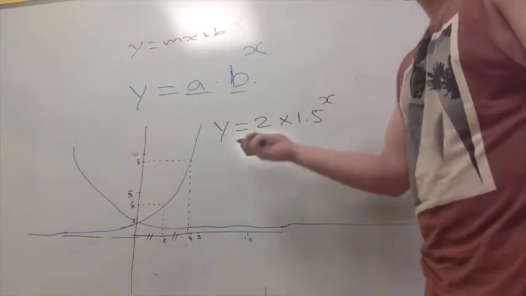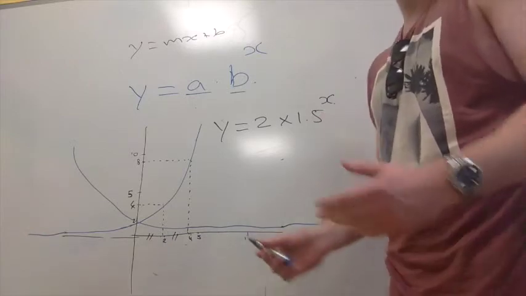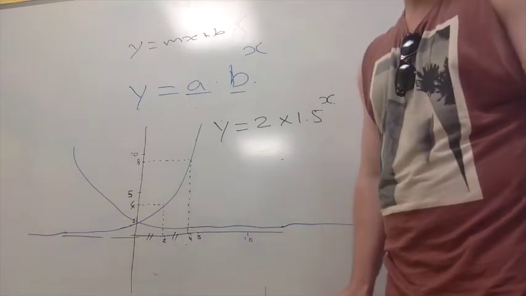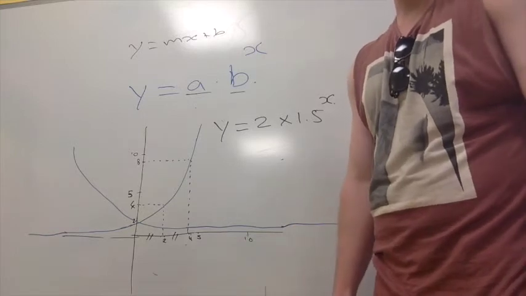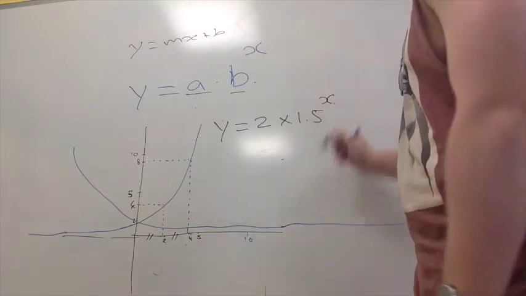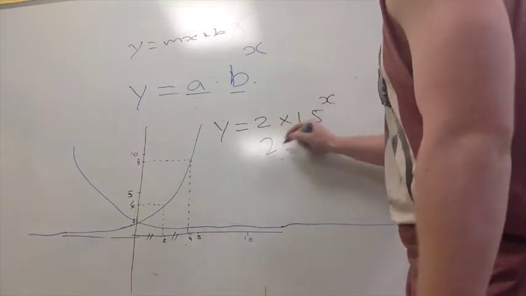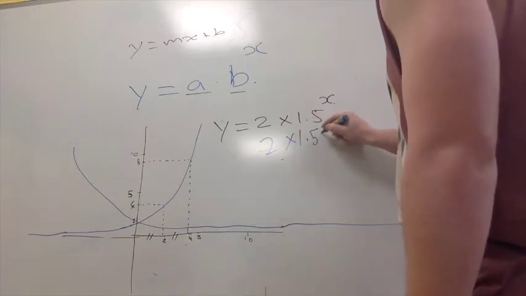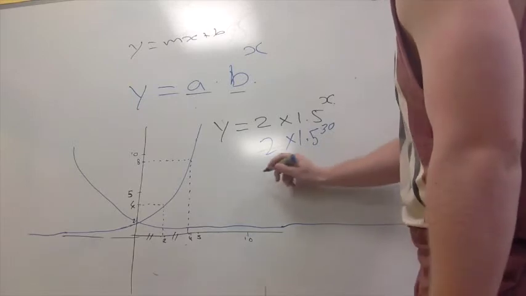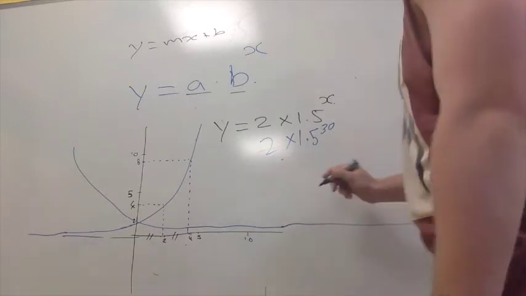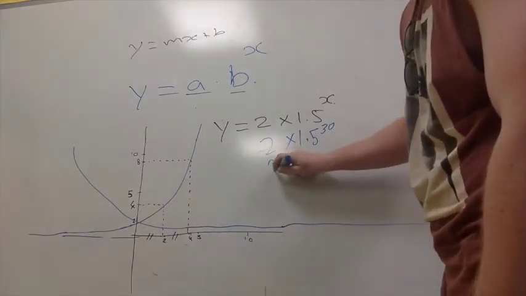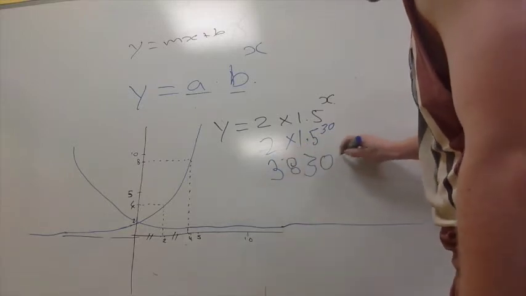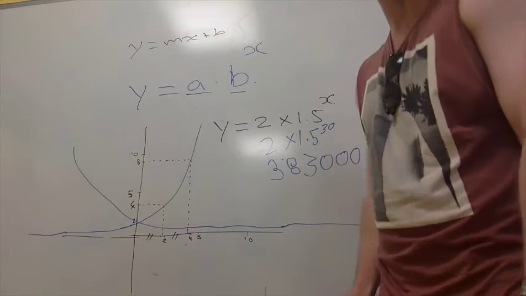Okay, so now we have created this formula. I can work out Greg's investment after any amount of time. So say, after 30 days, the formula will be 2 times 1.5 to the power of 30. So after 30 days, Greg's investment is approximately $383,000. Seems like Greg's got a pretty good deal.